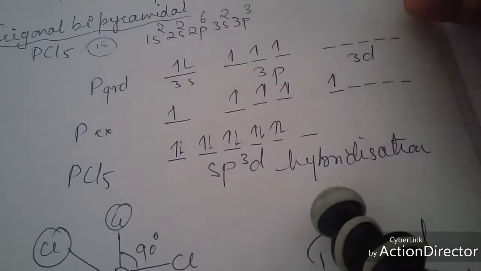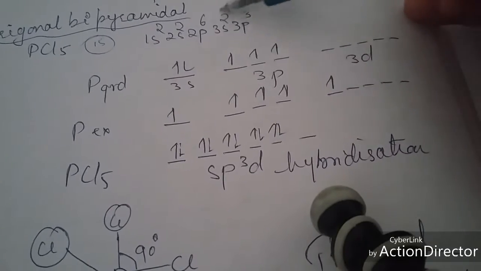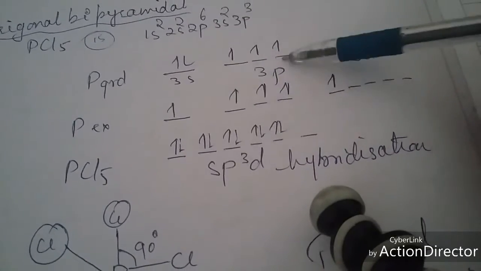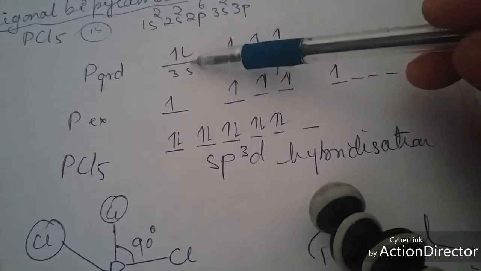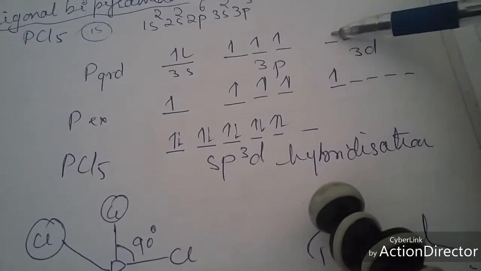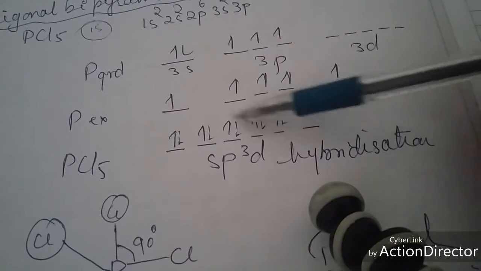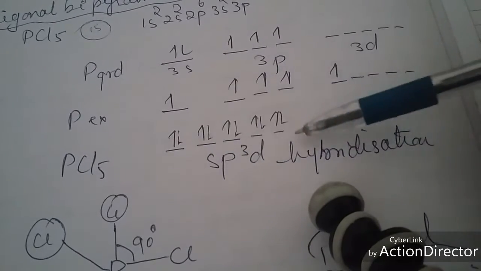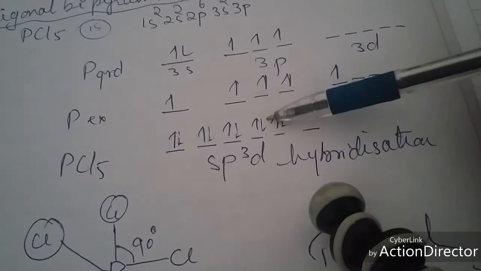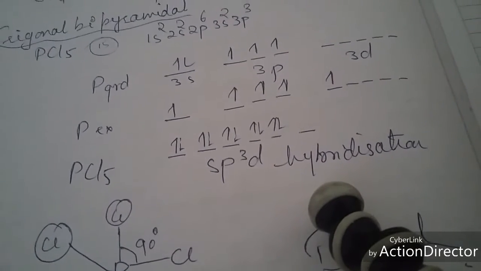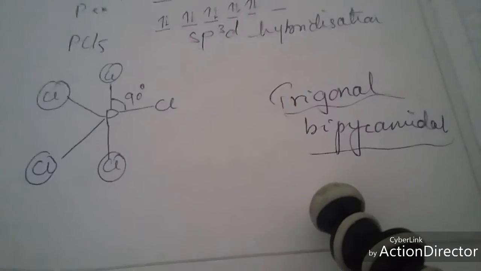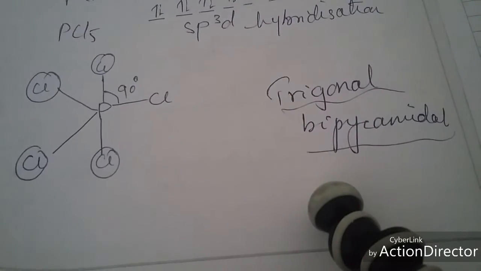Now let us go to the trigonal bipyramidal structure. PCl5, 15 electrons. So the outermost electrons will be 3s2, 3p3, and 3d will be vacant. In the excited state, one electron will go to the d orbital. So as a result, 5 sp3d hybrid orbitals will be formed, and it will show trigonal bipyramidal structure.